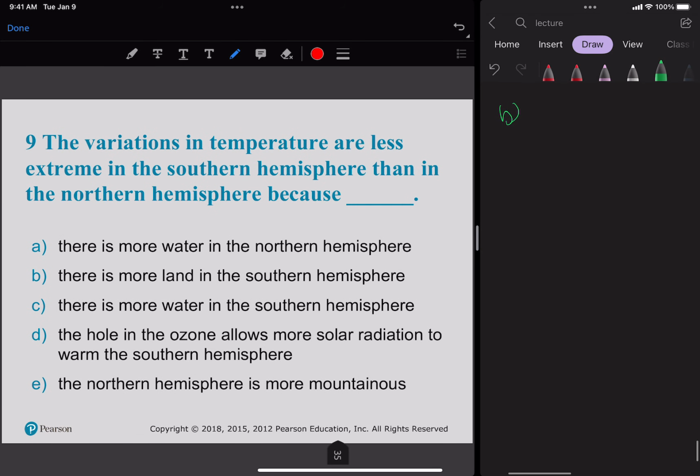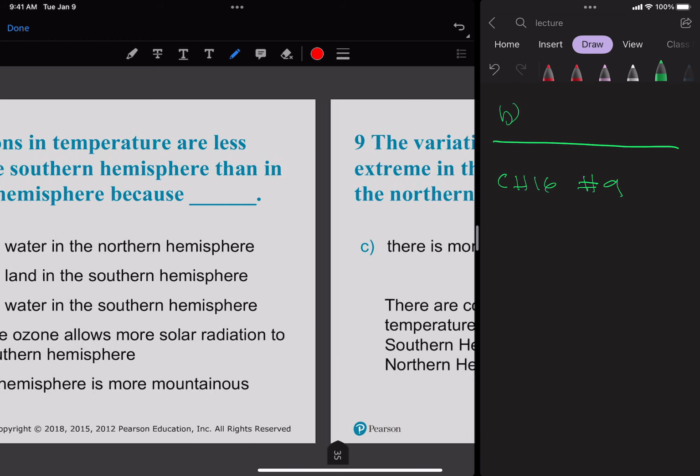Okay, next question. Chapter 16, number 9. Variations in temperature are less extreme in the southern hemisphere than in the northern hemisphere, and why is that? So let's see the answer.